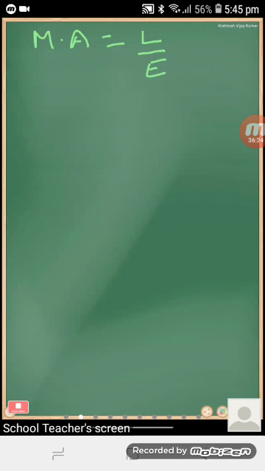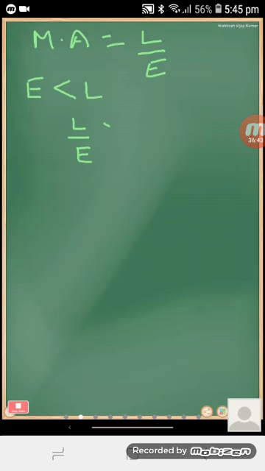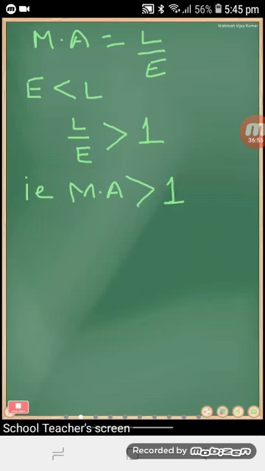The first case can be effort is less than load. If effort is less than load, the ratio L by E, where E is smaller and L is greater, will be greater than 1. Which means that mechanical advantage is going to be greater than 1. Now try to understand. Load is more and effort applied is less.